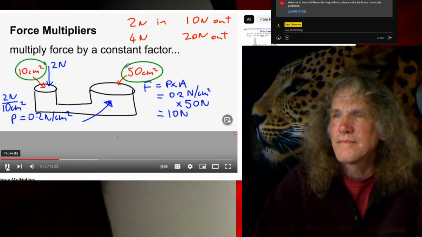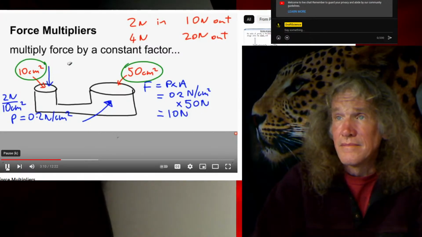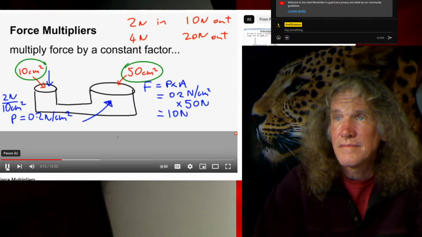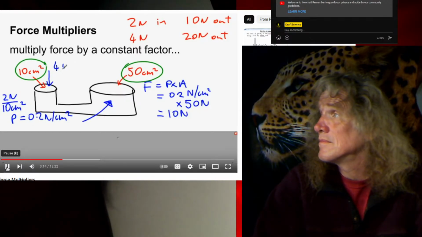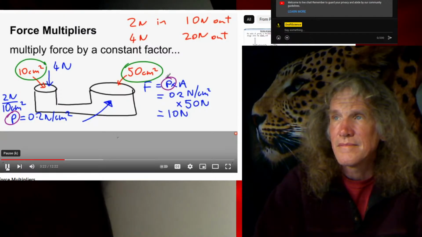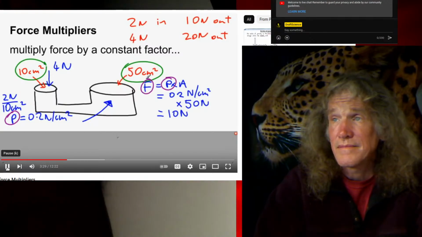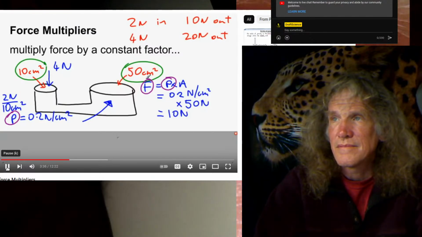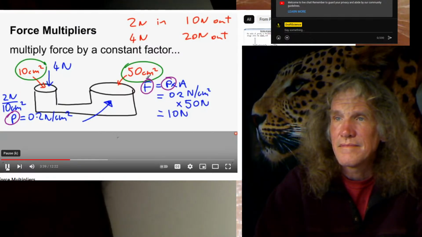Is 5. That means, I'm not going to do the calculation, but if I then put in 4 newtons, hopefully you can see that the pressure will double. Therefore the pressure that goes into this equation will double, therefore the force will double. Okay, so if I double the input force, I double the output force. The ratio is still the same. It's always going to be a fixed ratio of input to output force, in this case a multiple of 5.